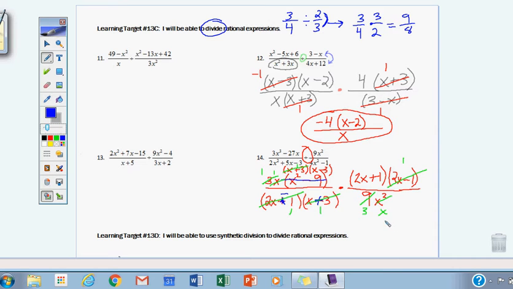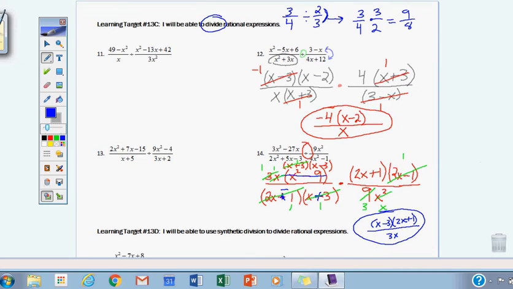So in blue here, final answer, look at the top. We have on the top x minus 3, and then in parentheses we have 2x plus 1. We have all of that on top, and on the bottom the only thing left is 3x, and I can't simplify any of that stuff because of the binomials. All right, I hope that helped.